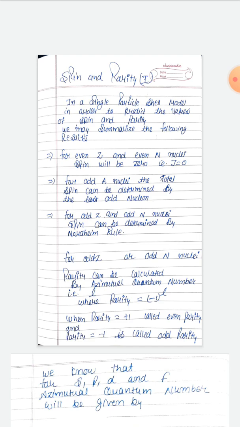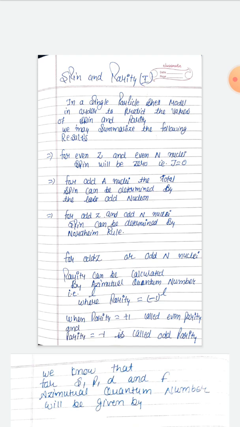If we talk about odd A nuclei, odd A meaning having an odd mass number, in this case we can determine the spin and parity from the last odd nucleon. But if we have both an odd number of neutrons and an odd number of protons, for this case we have to use another method known as Nordheim rule. So by using Nordheim rule, we can calculate the spin and parity for nuclei with an odd number of neutrons and an odd number of protons.